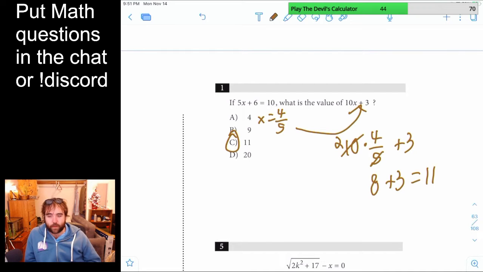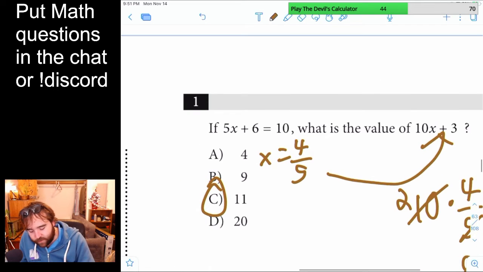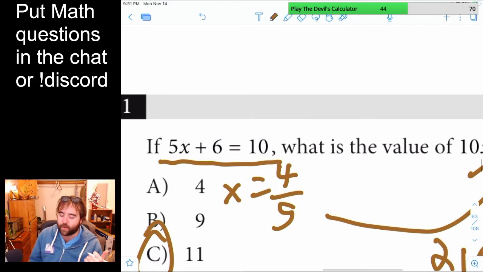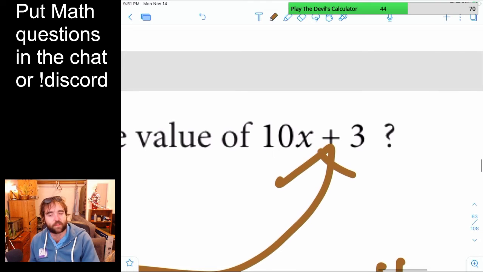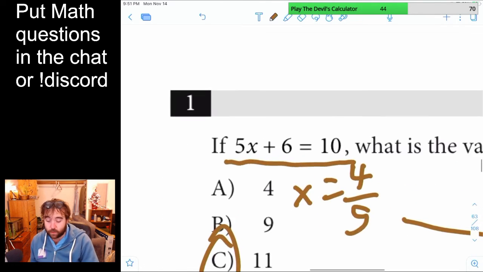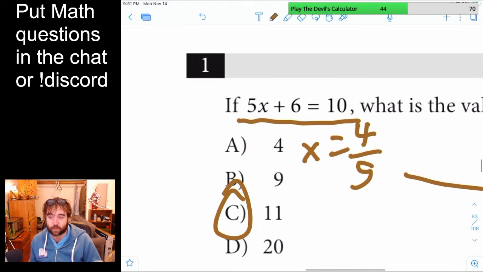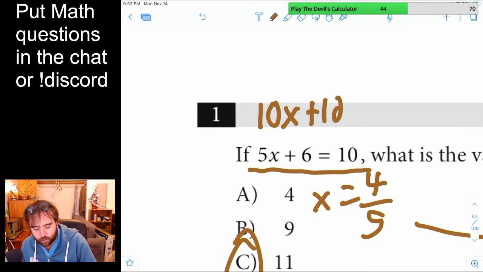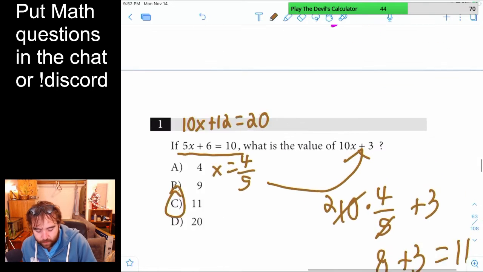But what's the fun way? What's the quick way to do this? This happens sometimes, it's not that much quicker, but it's definitely cooler: just think about what you have. Right now you have 5x plus 6, and think about how you can build this thing that you want, this 10x plus 3. Remember you can always do things to both sides of the equation. So I can multiply both sides by 2, making this 10x plus 12 equals 20. Then I ask, what else do I need to do?